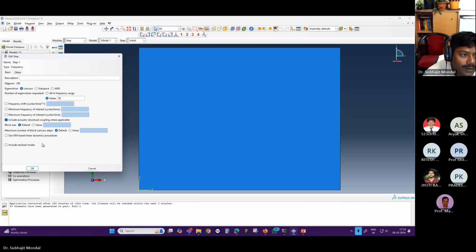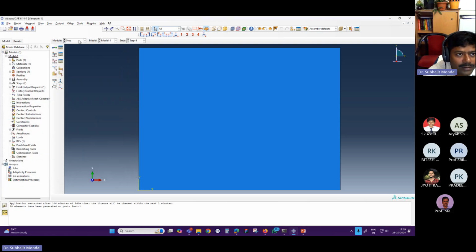And here you can see minimum frequency of interest, all those things are there, but at this particular time that is not your interest. Here we are asking for up to 5 or 10 frequencies, like that. Now we should go for submission.